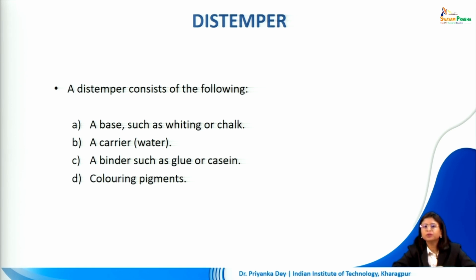Distemper has the following constituents. First of all, we have a base. This would be whiting or chalk. Then we would have a carrier. In case of distemper, the carrier is water. We then have a binder which helps to hold these constituents together. So, we have glue or casein as a binder, and of course, we have a coloring pigment.